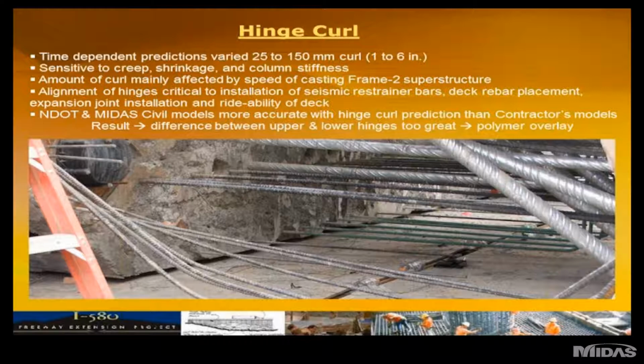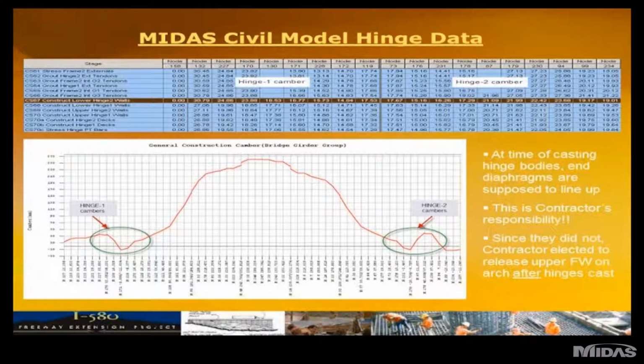Here's the breakdown of the hinge 1 and 2 cambers. As I mentioned, at the time of casting the hinge bodies, the two end diaphragms on either side have to line up. Again, this is the contractor's responsibility. Since they did not line up at the time of casting, the contractor varied the false work release on the arch after the hinges were cast. So again, the contractor had to play with his construction sequence and therefore his modeling in order to fit his actual cambers and deflections at the time.